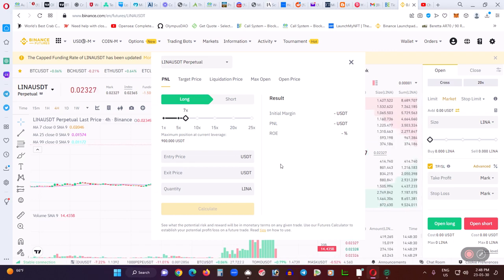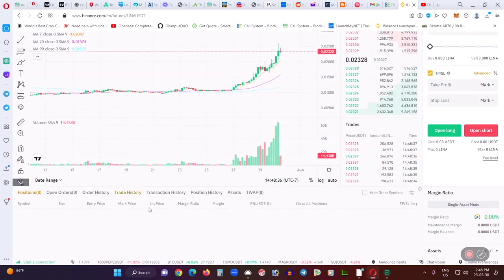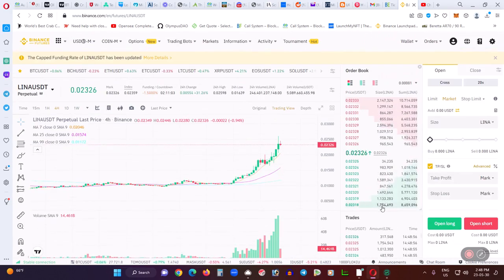Liquidation price, that all shows up down here at the bottom of the screen in this area. So you'd have symbol, which is your coin pair, the size, how many units you bought, your entry price, current price is the mark price, and then the liquidation price would show up here. But that would be after the trade is physically executed, meaning you're in the trade. So hopefully this will get you started understanding futures on Binance.